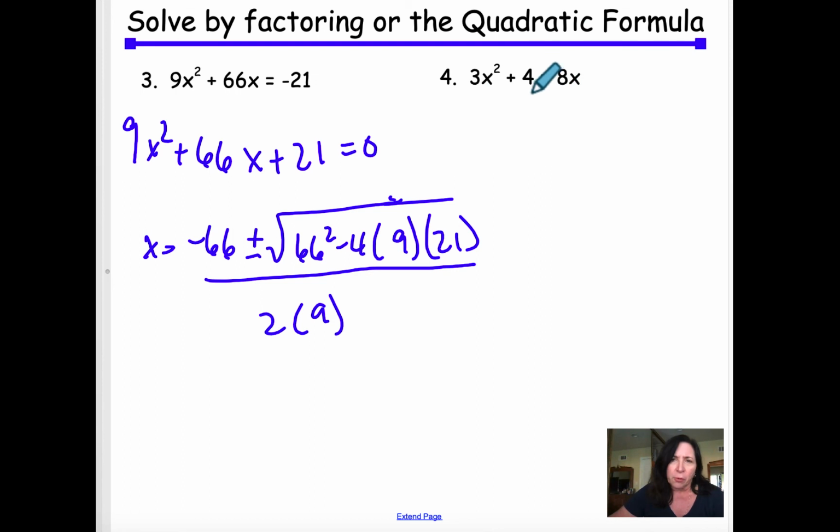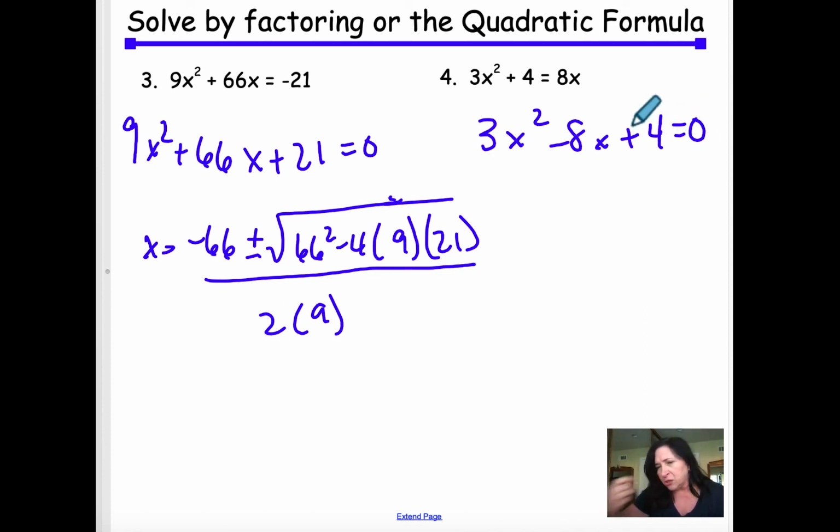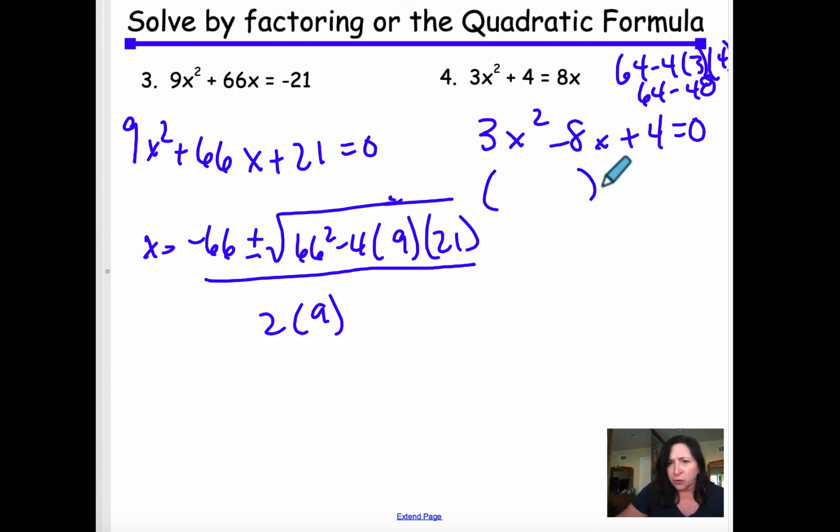For this problem right here, you would go 3x squared minus 8x plus 4 equals 0. Now, you might be able to factor this one. Let's just look at the discriminant and see what kind of roots I'm going to get. B squared, which is 64, minus 4 times a times c. So that's 16 times 3 is 48. 64 minus 48 is positive, so I am going to get 2 real roots. I'm not sure this is going to factor, but I definitely am going to try.